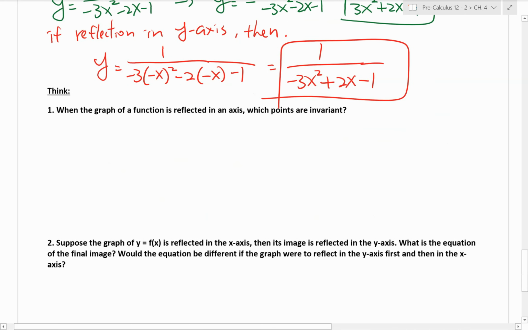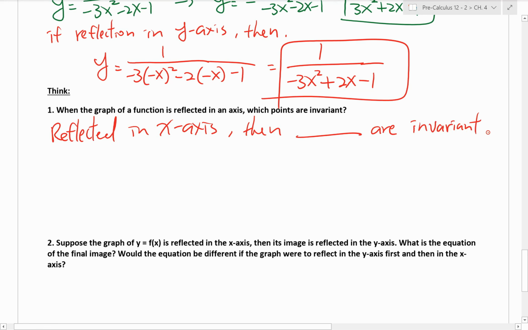Okay, let's think about this. It says when the graph of a function is reflected in an axis, which points are invariant? So for example, if reflected in the x-axis, then which points are invariant? You think about it while I write this down. And reflected in the y-axis, then what will be invariant?